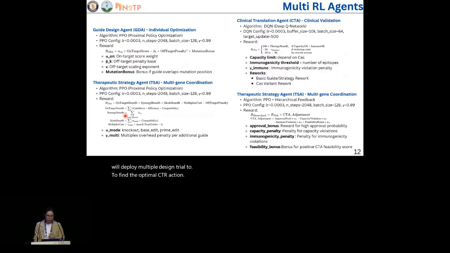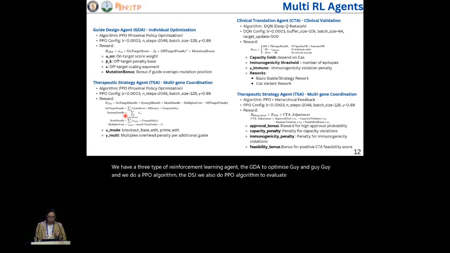We have 3 types of reinforcement learning agents. The GDA optimizes guide RNA using the PPO algorithm. The TSA also uses the PPO algorithm to evaluate clinical feasibility, and for the CTA, we use a deep Q-network to evaluate constraints like capacity and immunogenicity.